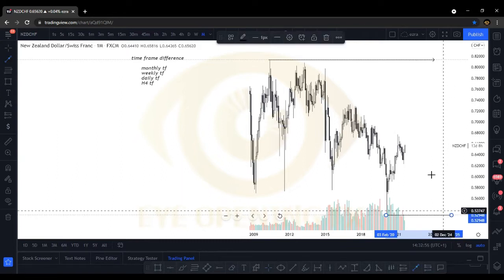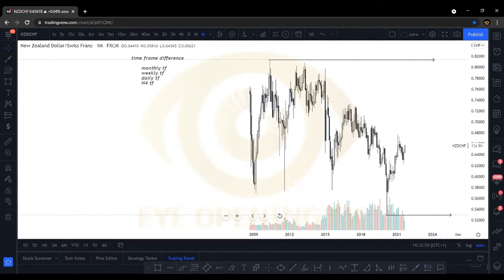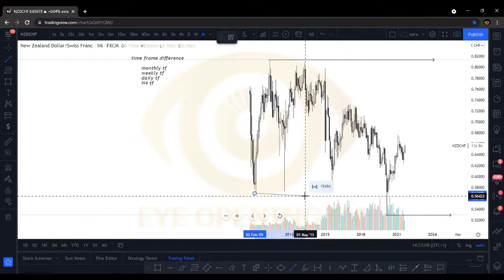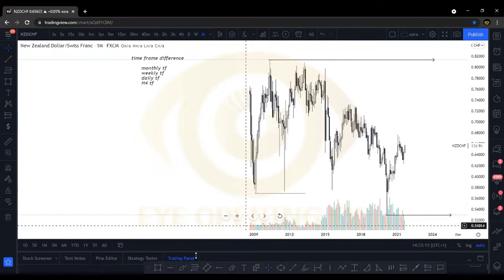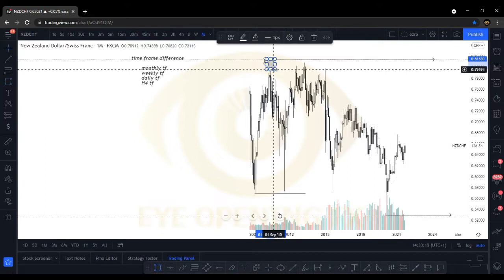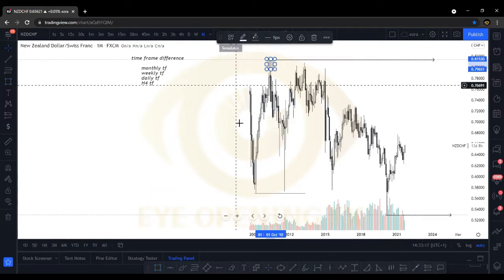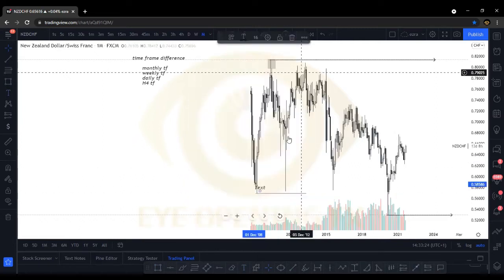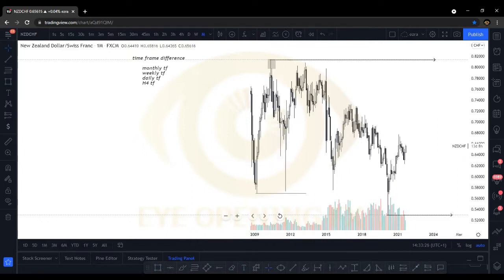Now, after noting these two things, you note where you have the last area of breakout structure on this time frame. Here, this is where you have a breakout structure to the downside. So since you have a breakout structure to the downside here, the order flow of this pair on this time frame is what we call downtrend.